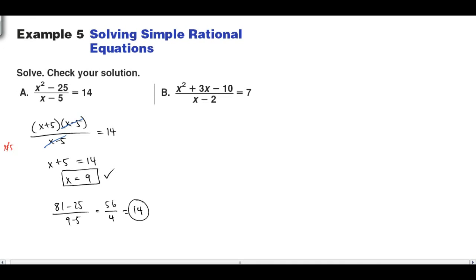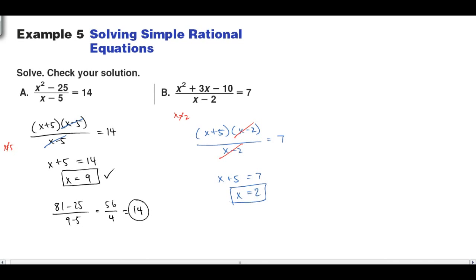Our last melon says this. Solve that bad boy. So notice right off the bat, I'm going to give myself a little warning here. x cannot equal 2. All right. Now factor your hearts out. Factor that top. What two numbers multiply to negative 10 that add up to 3? That would be x plus 5 and x minus 2. And then I have this over x minus 2. Sweet! The x minus 2's cancel, and we are left with x plus 5 equals 7. And that means x is 2.